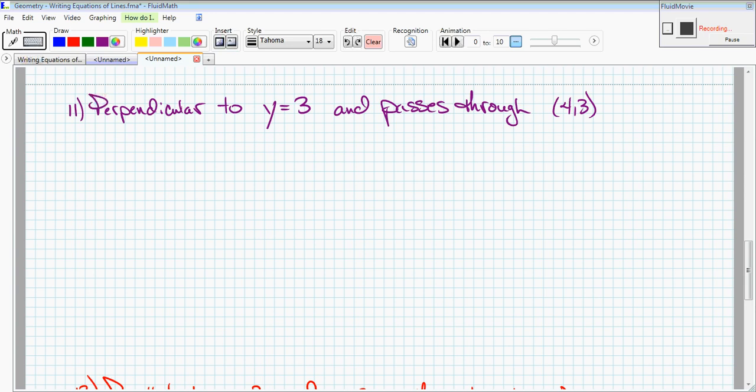Alright, for question 11, it wants us to write the equation of the line perpendicular to y equals 3. Y equals 3 is what we call a constant function because no matter the value of x, the value of the function y will always be 3. If you want to think of it in terms of the slope and the y-intercept, because there is no x term, that must mean that the coefficient was 0. So the slope here is 0, the y-intercept is a positive 3.